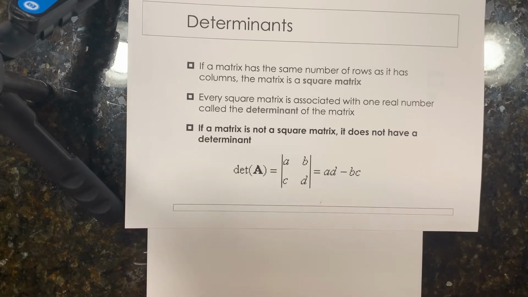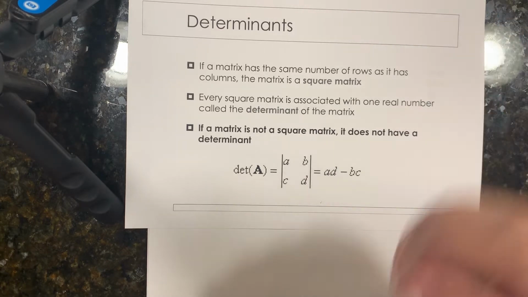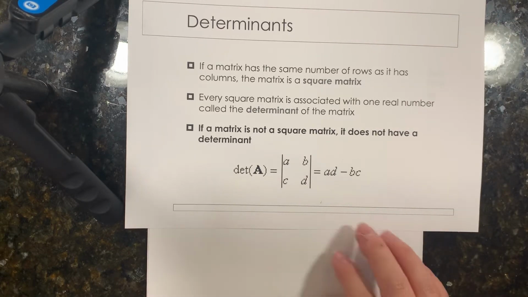So for determinants, if a matrix has the same number of rows as it has columns, the matrix is a square matrix, and that's what we're going to be working on today. Every square matrix is associated with one real number called the determinant of the matrix. So if a matrix is not a square matrix, it does not have a determinant. But what we're going to be doing is finding that determinant. So this is the way you're going to see it.